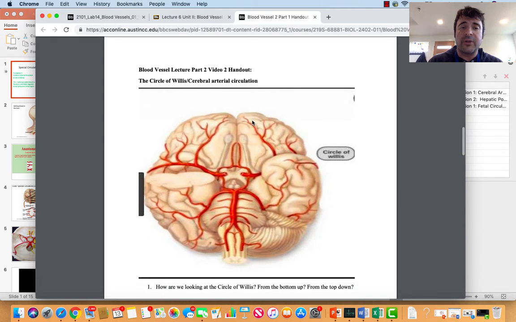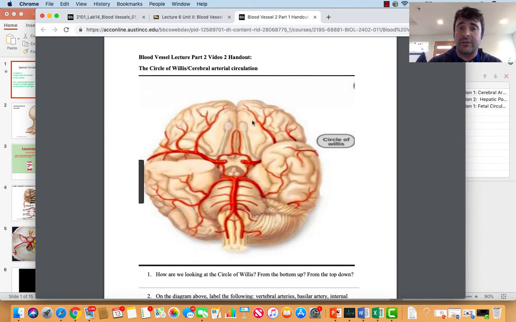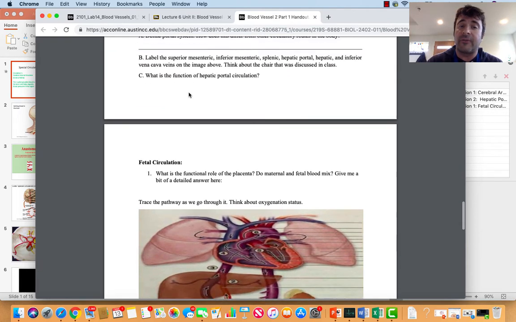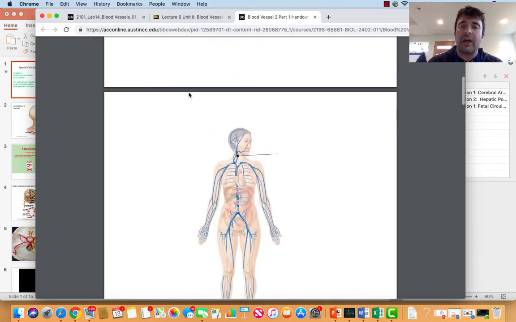What we're going to be focusing on today are the special circulations. These are circulations that serve specific functions and often deviate from the traditional circulation routes that you see in the systemic circulation, so we apply the term special circulation to them. We're going to be going over the cerebral arterial circulation, hepatic portal circulation, and fetal circulation, and we'll get into that in just a minute.